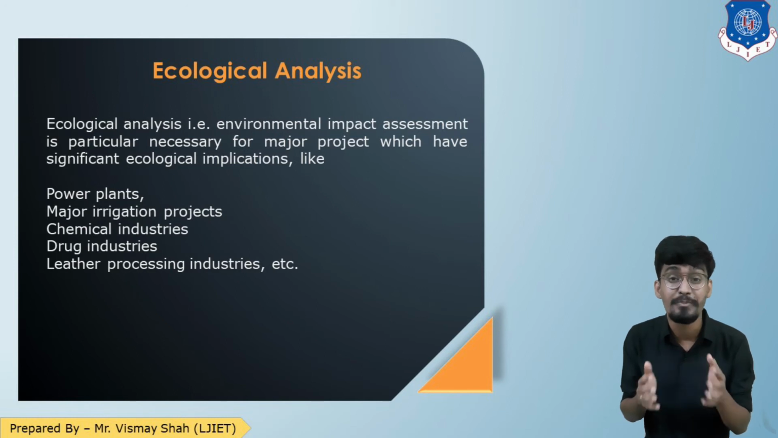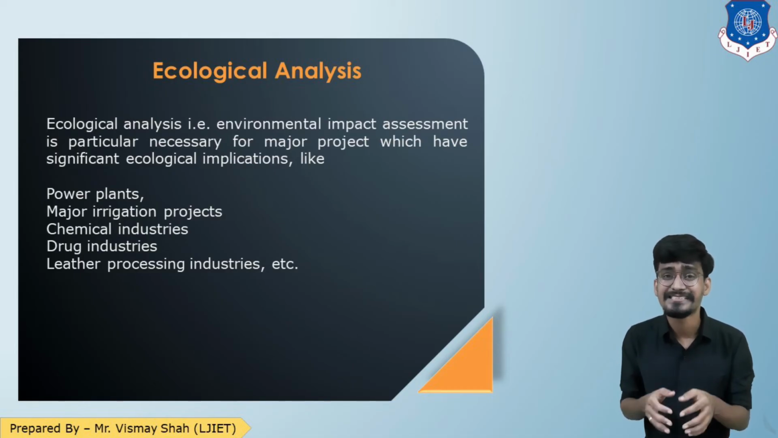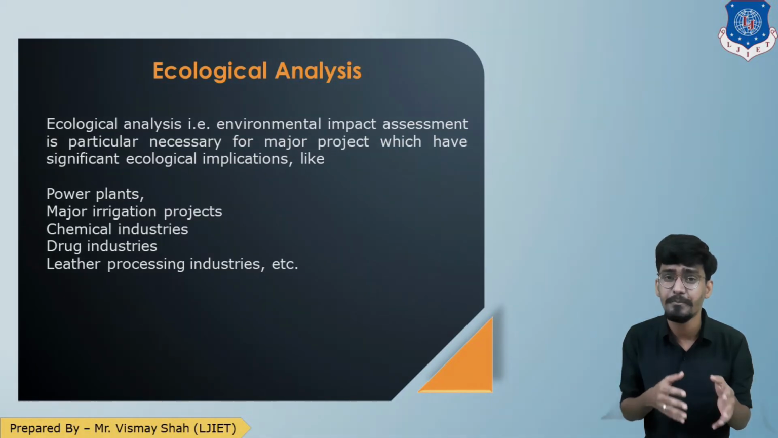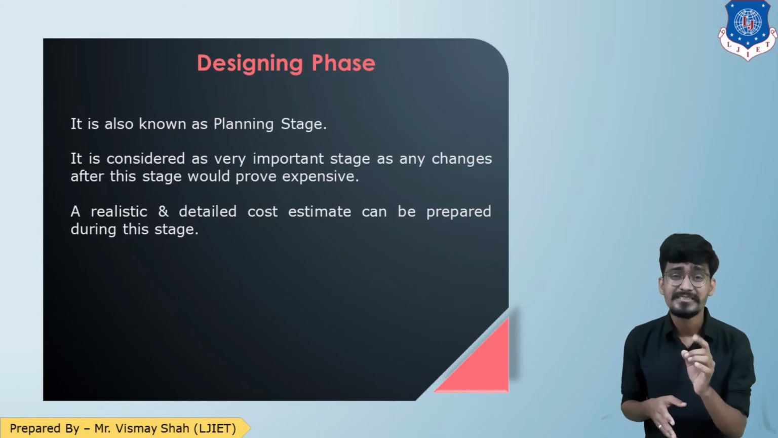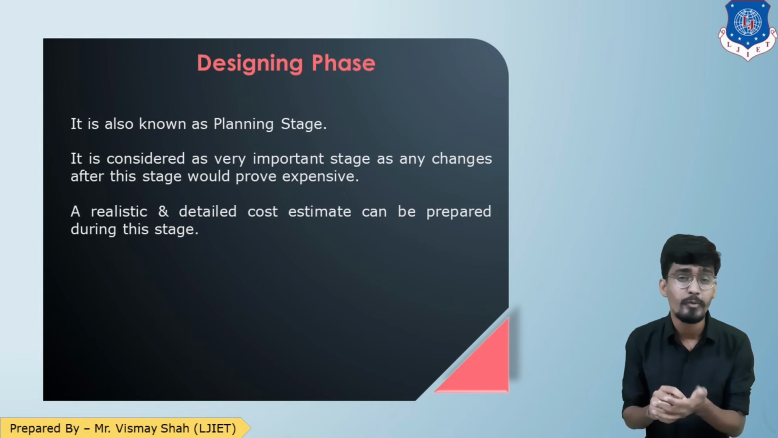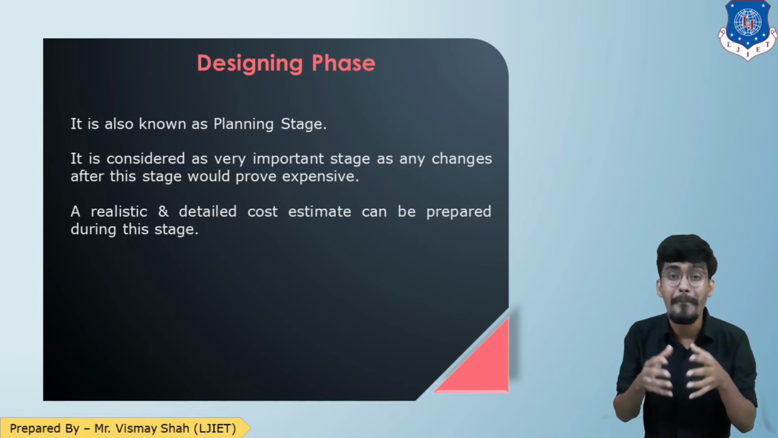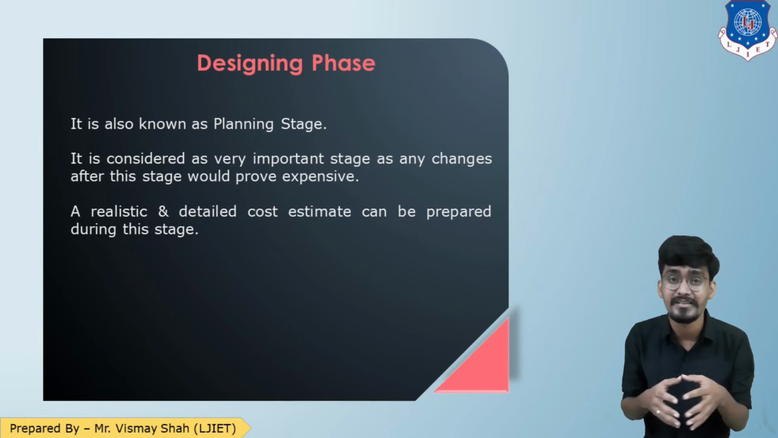This was the first stage, briefing. In briefing, we have to prepare the feasibility. Feasibility has 4 types of analysis: technical, financial, economical, and ecological. Now, let us see the second phase, that is the designing phase of the construction project. This designing stage is also known as the planning stage. Students, do not misinterpret the word design. Design does not mean you have to prepare the drawings. Design means you have to plan the project, how you will do things, how you will manage things. That is the designing phase.